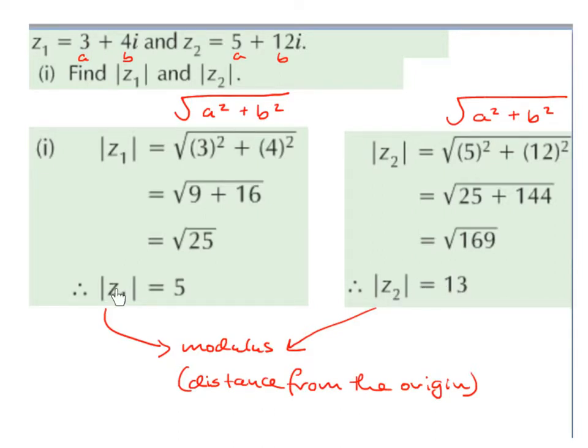So the modulus of Z1 is 5, that means it's 5 units from the origin. That's the distance from the origin, and the modulus of Z2 is 13, so it's 13 units from the origin. So we can see that Z2 is further from the origin than Z1.